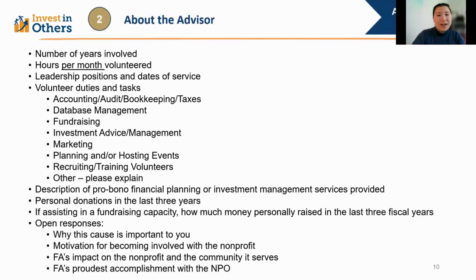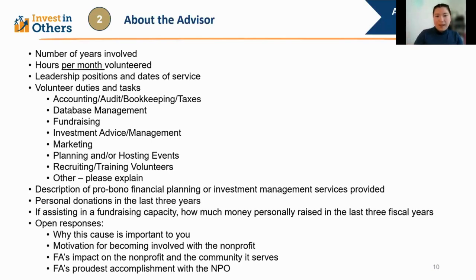The third question that we ask is, how have you made an impact on the nonprofit and the community it serves? We love for you to look at a micro and macro level. What have you done to impact the nonprofit, and then how does that ripple out and affect the larger community as a whole?